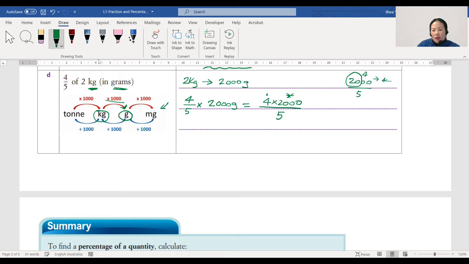So 5 goes into 2,000 400 times. Okay, so that's what it means. It's 5 goes into 5 once, 5 goes into 2,000 400 times. So what does that mean? It means 4 times 400 grams, which is 1,600 grams, 1,600.